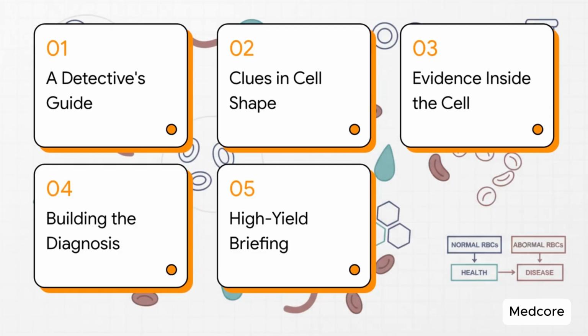So here's our game plan. We'll start with our detective's guide to blood. Then we'll look at clues in the cell's shape and the evidence we can find inside the cell. After that, we'll see how it all comes together to build a diagnosis, and we'll finish up with a high-yield briefing to make sure all the key facts stick. Ready? Let's open the case file.